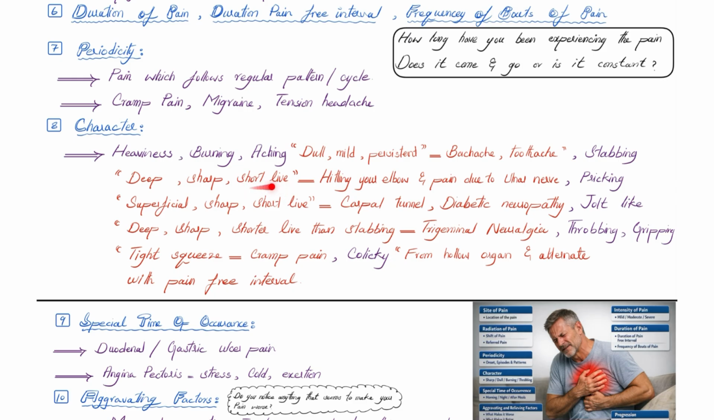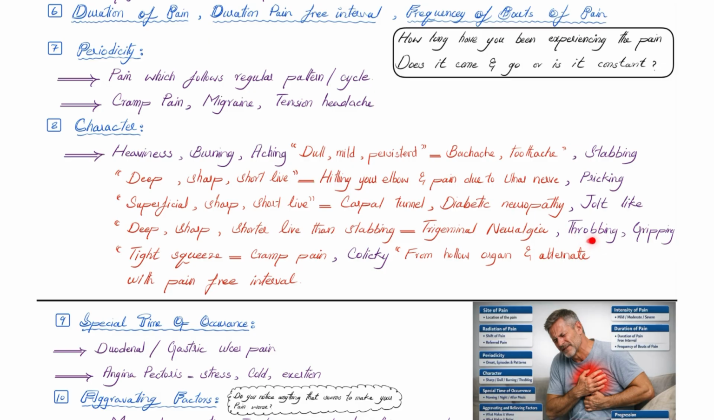And jolt-like, which is also electric-like, is also deep, sharp, and short-lived, but jolt-like is shorter than stabbing pain. You feel the stabbing pain when you hit your elbow against something and there is radiation of pain along the course of the ulnar nerve. Pricking pain is superficial, sharp, and short-lived. For example, carpal tunnel syndrome, diabetic neuropathy. Jolt-like, as we already described, is electric type pain, deep, sharp, and shorter-lived than stabbing pain. For example, trigeminal neuralgia.